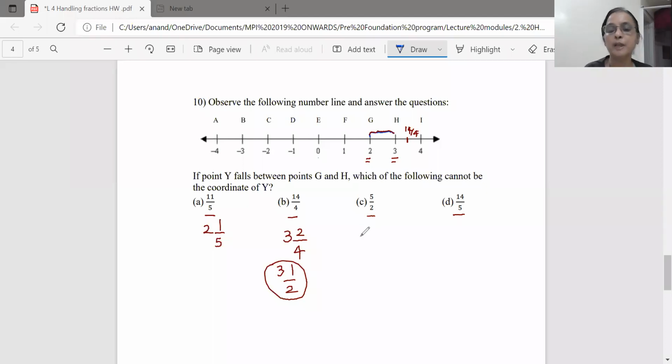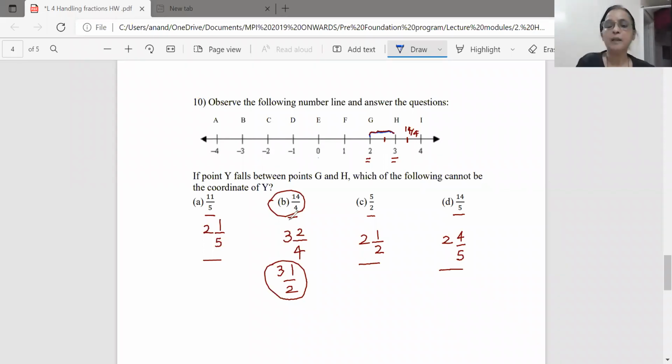5 upon 2 will be 2 integer 1 upon 2. So again, exact midpoint of G and H, this point. And this, 5 2s are 10, 2 integer 4 upon 5. So this will fall between 2 and 3, this will also fall between 2 and 3, this will not. So our answer will be 14 upon 4. Does our question end here only? Yes, for what they have asked, it ends here.